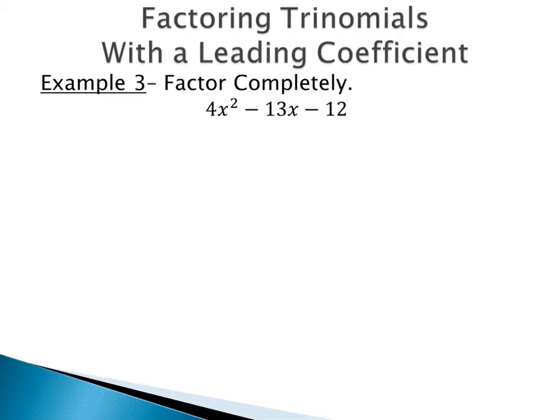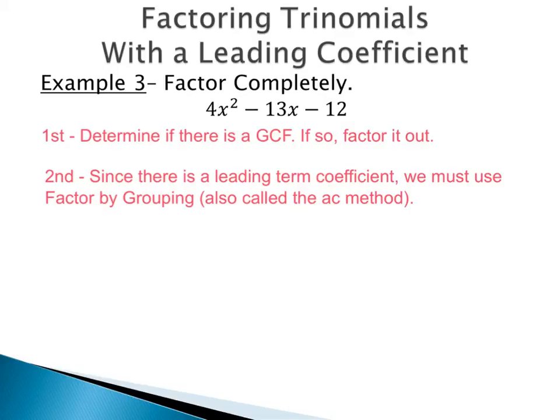So our last type of factoring trinomials would be factoring trinomials with a leading coefficient. Again, our first step is to determine if there is a greatest common factor, which in this case we don't have because we have 4x squared minus 13x plus 12. There is no number that I can take out from all of them, and they all don't have a variable in common. So the next step is that since we have a leading coefficient, an a number in front of x squared, we can't use what we did in the first example of finding what multiplies to the last term and adds to the middle term coefficient.